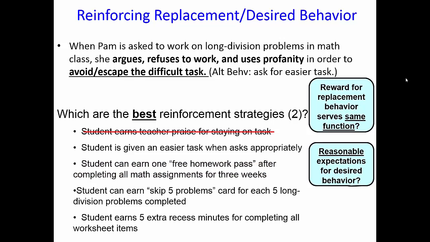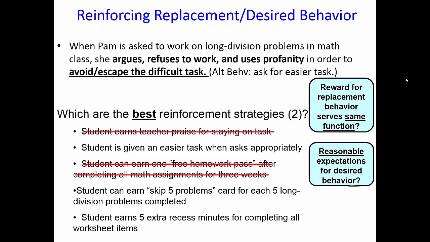That's a keeper, right? Student can earn one free homework pass after completing all math assignments for 3 weeks. You saw that one was crossed off because, of course, it does match the function, but it is not reasonable. So that's why that one was already crossed off. A student can earn skip 5 problems card for each 5 long division problems completed.